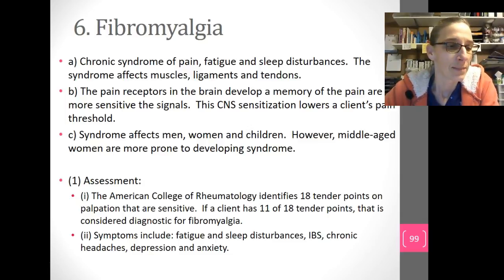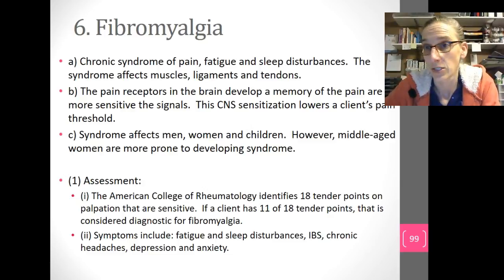Diagnosis is usually made by symptoms, not necessarily tests. They run a whole lot of other tests just to rule out other issues to diagnose fibromyalgia. So there is no test to diagnose fibromyalgia. You do other tests to rule out other problems, and that's how they will diagnose it. Symptoms often include fatigue, sleep disturbances, IBS. Hopefully you know that that's irritable bowel syndrome, chronic headaches, depression, and anxiety.